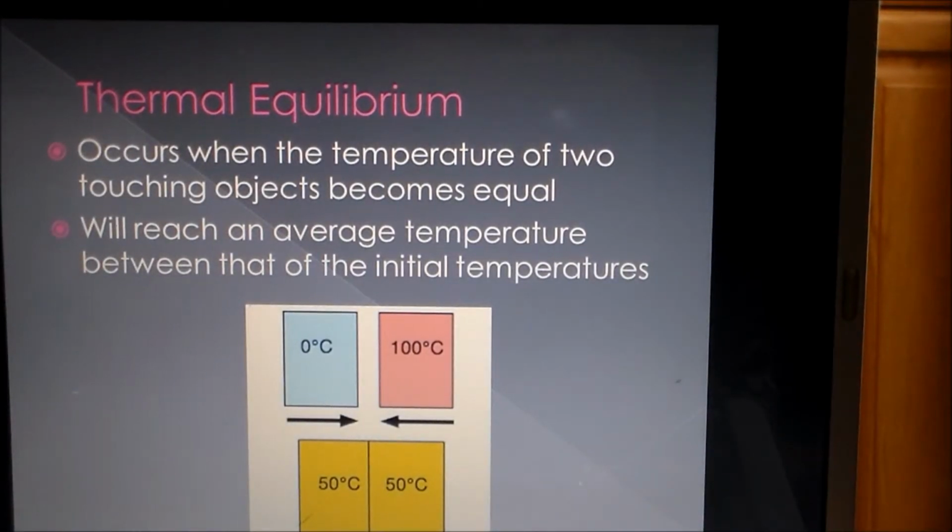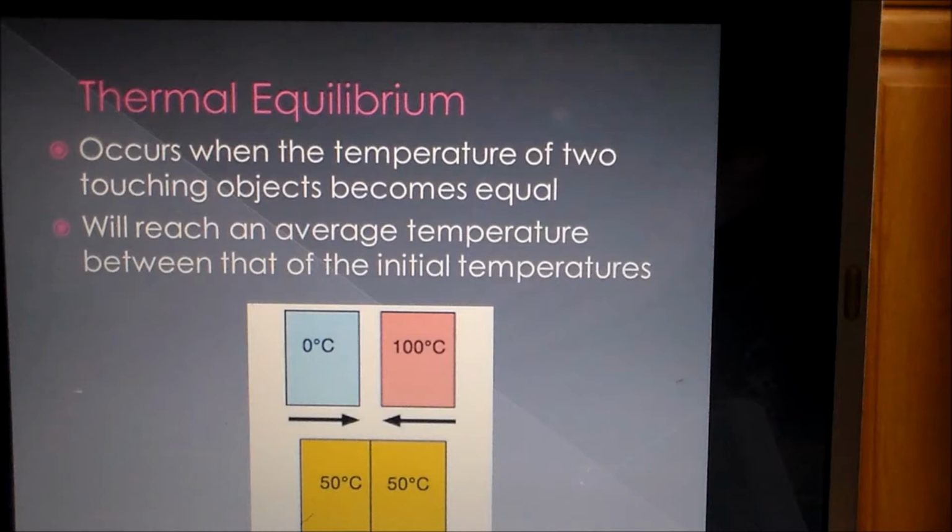Thermal equilibrium occurs when the temperature of two touching objects becomes equal. Thermal equilibrium will reach an average temperature between that of the initial two temperatures. So if you see the diagram, you have an object that has 0 degrees Celsius, and you have an object that has 100 degrees Celsius. Now, assuming both objects are the same mass, you'll have a resulting temperature of 50 degrees Celsius when they reach thermal equilibrium.